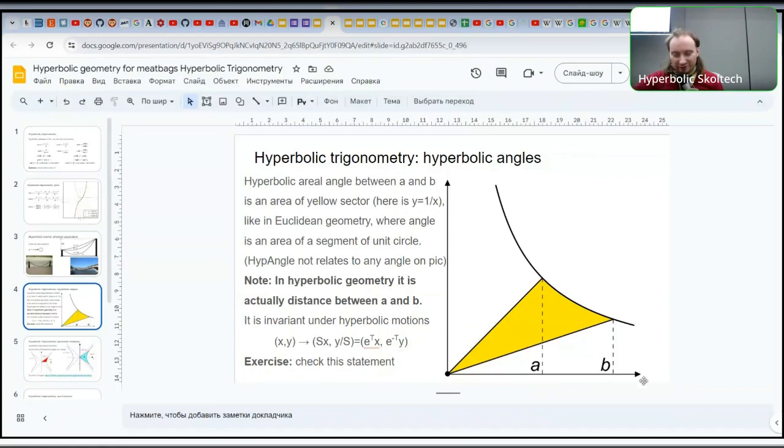So this area is preserved by this transformation, by hyperbolic motion, and to make it more coordinate free, let us define this as a hyperbolic angle. Actually, this hyperbolic angle is not bounded by any number, since the area below this hyperbola is infinite, and you can take A and B very far away from each other. So it can tend to infinity, and then the hyperbolic angle is not bounded.